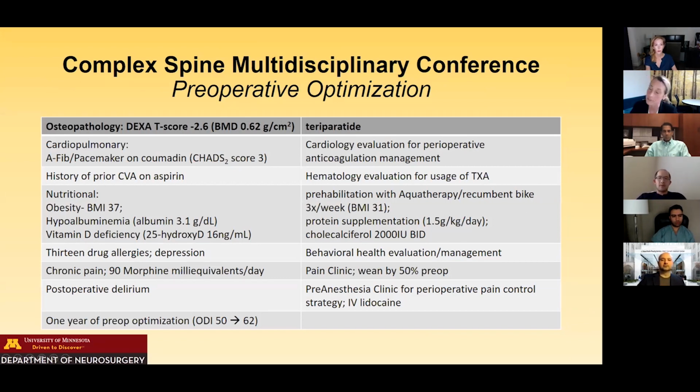This patient had a history of a cerebrovascular accident, and so of course we wanted to ensure we weren't giving her an inappropriate clotting risk. Nutritionally, we always do a prehabilitation, and we like aquatherapy or recumbent biking because no matter your deformity, those are fairly well tolerated exercises. And we always want to check for hypoalbuminemia.